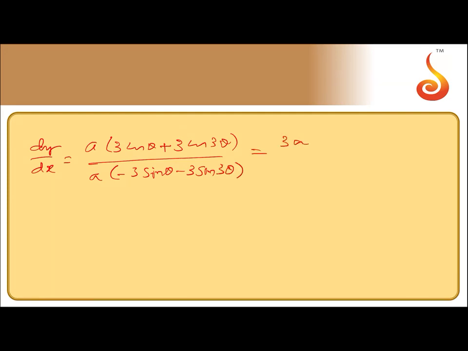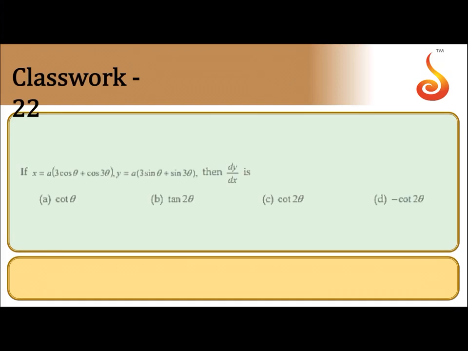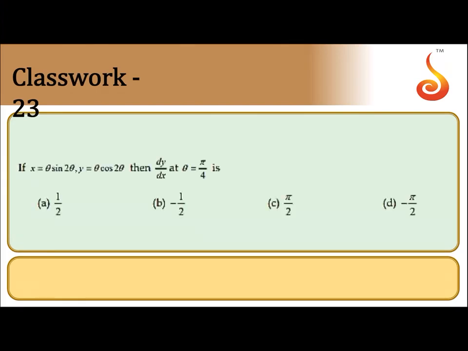So minus 3, of course you can take a common 3a, multiplied by cos theta plus cos 3 theta, divided by minus 3a multiplied by sin theta plus sin 3 theta. Using the transformation formula, this is minus cot of the average of the angles, 3 theta plus theta, 4 theta by 2, nothing but 2 theta. So the answer is equal to minus cot 2 theta. So the answer is D.